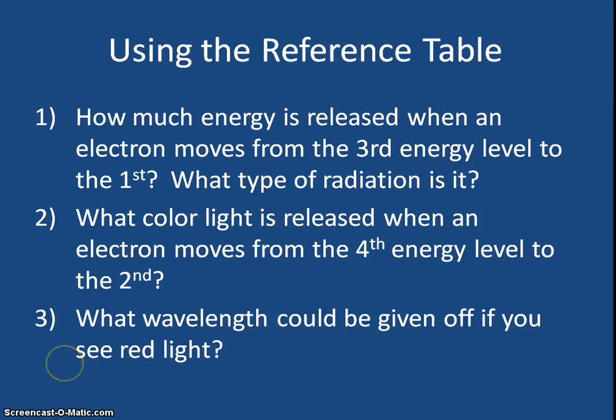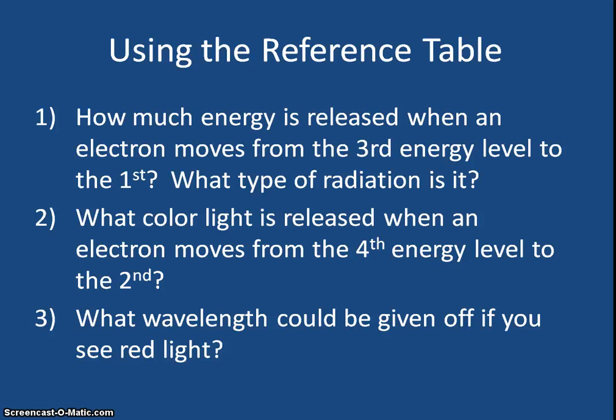So the first question on this slide says, how much energy is released when an electron moves from the 3rd energy level to the 1st energy level? So the first thing is you want to find the dot that starts on 3 and ends on 1. And it should be the dot right next to the one that we just did. If you follow that line all the way down, you get to 103. So that's the wavelength, and the type of radiation is still ultraviolet.